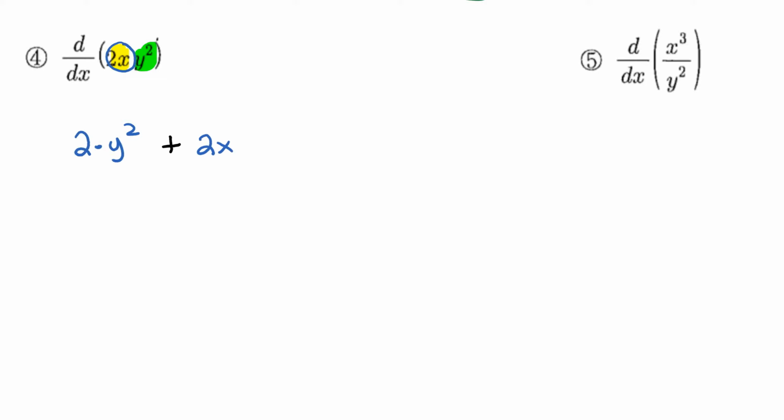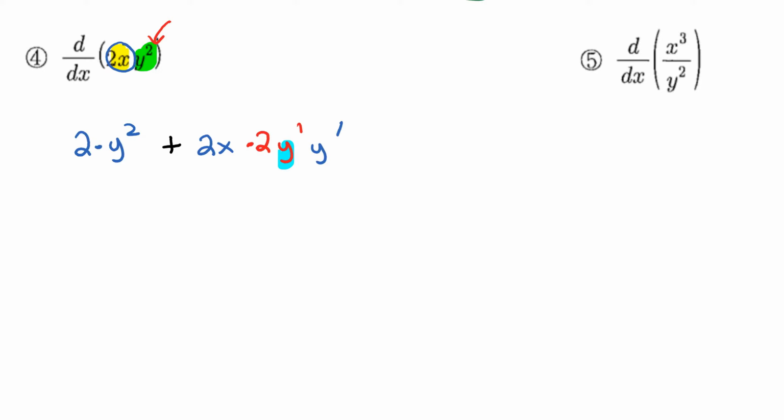And then you take the derivative of the green term. All right, so there's a 2 here, so the 2 would come out in front times y to the power 1. And then the chain rule states that you need to take the derivative of y, which is y prime. All right, so that is the derivative.